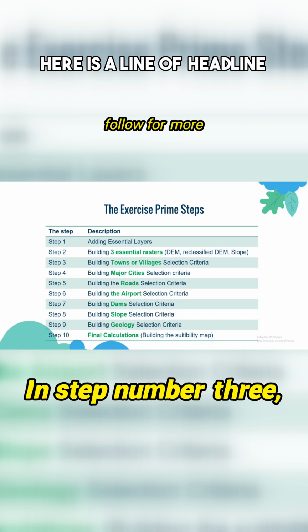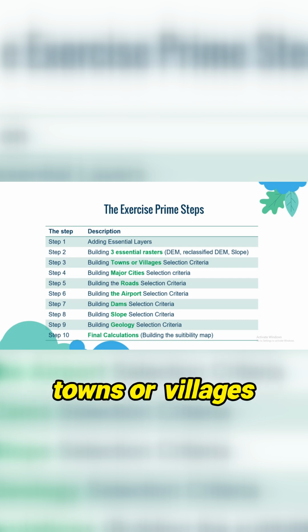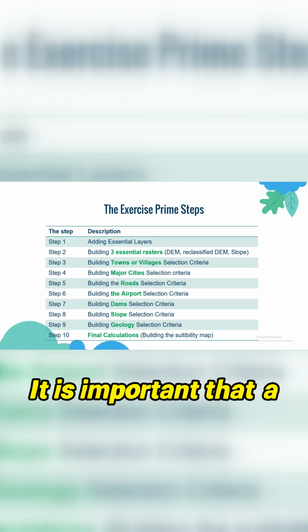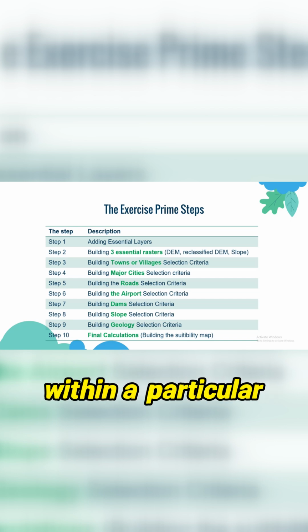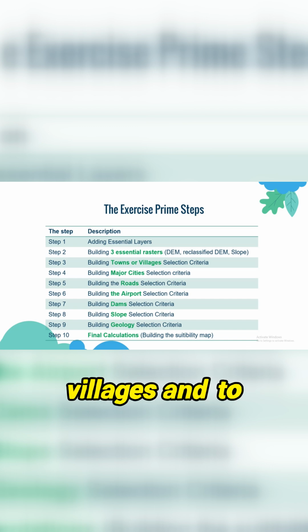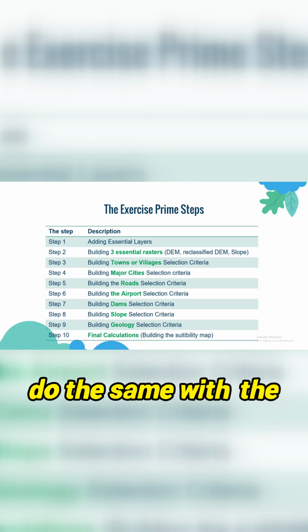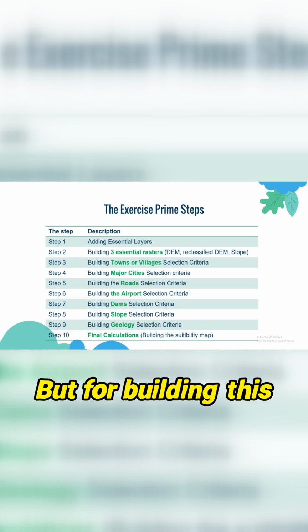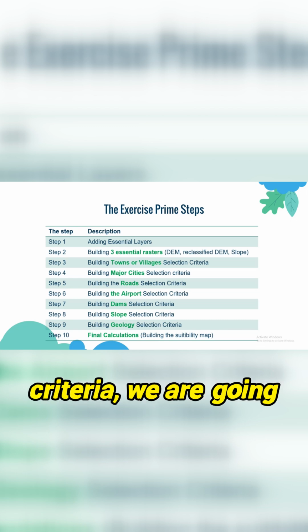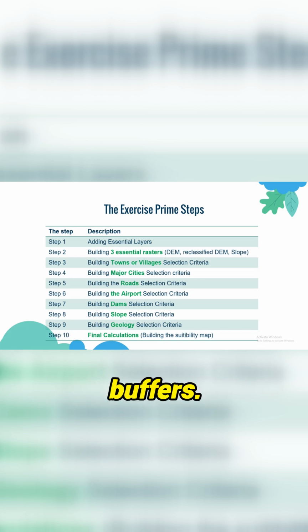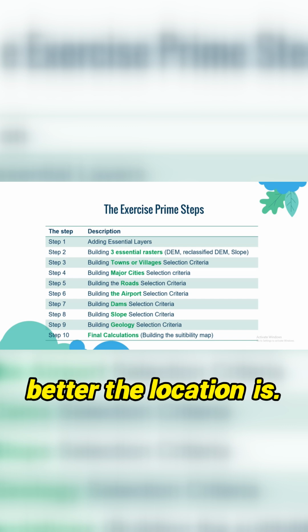which we are going to use later in step number 8. In step number 3, we are going to build towns or villages selection criteria. It is important that a landfill should be far within a particular distance from towns or villages. And to achieve this, we are going to use the buffer tool. Also, in step number 4, we are going to do the same with the major cities. But for building this major cities selection criteria, we are going to use multiple buffers. The more the distance is, the better the location is.